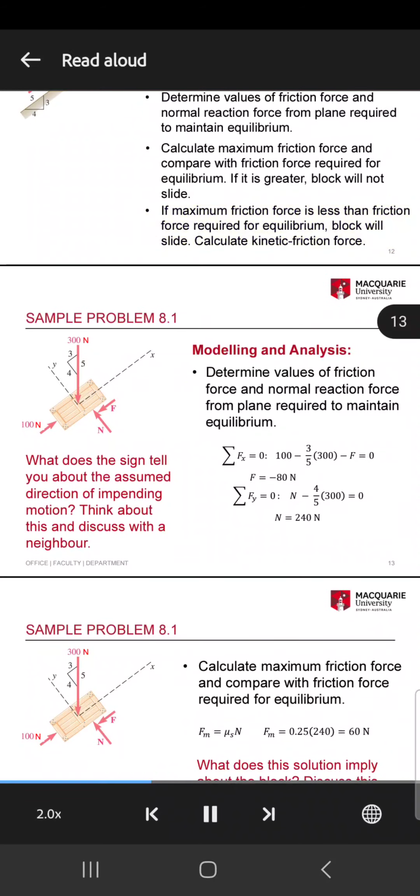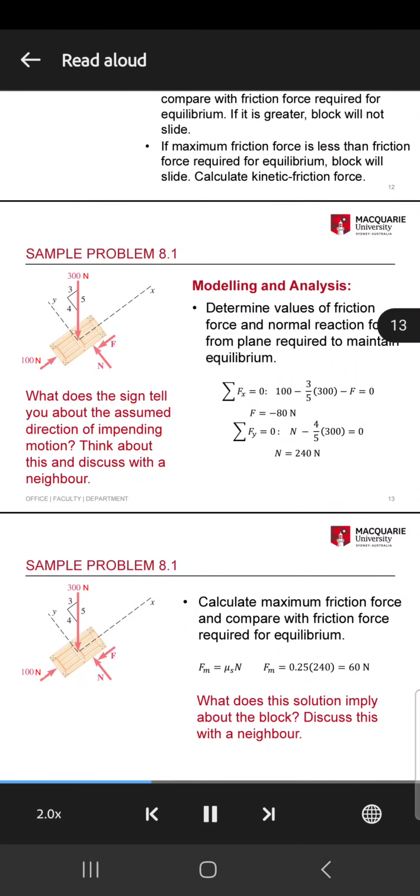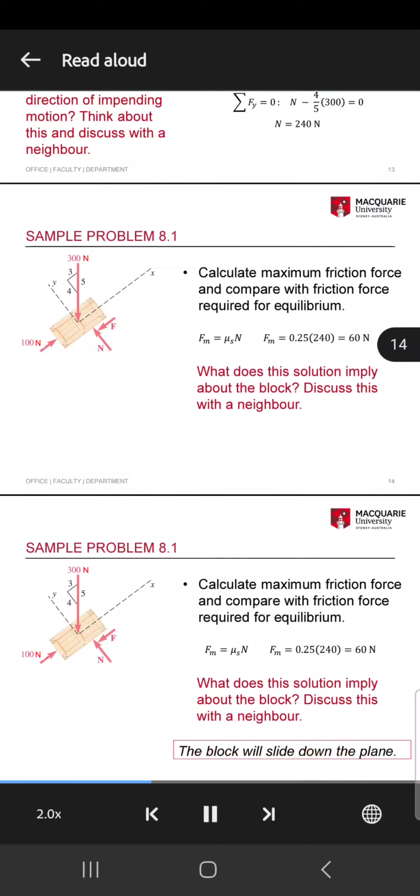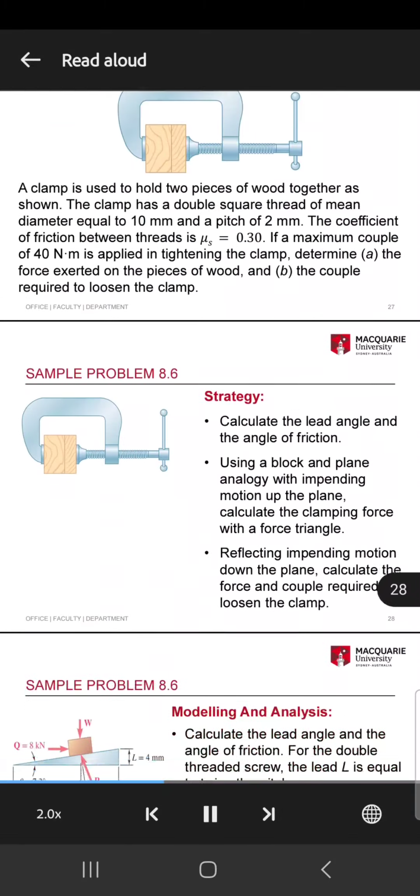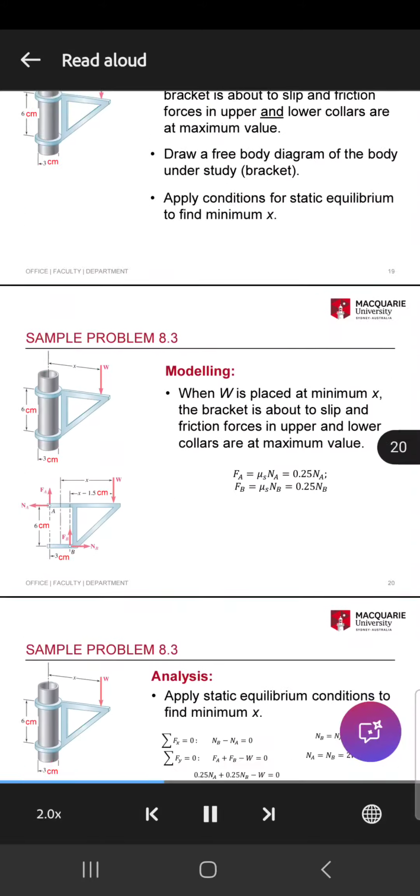Calculate kinetic friction force. A 300-pound block is positioned on an incline with a slope of 3/4. A 100-pound force acting up the plane is applied to the block. Free body diagram showing applied 100-pound force, weight force, normal force, friction force acting down the plane. What does the sign tell you about the assumed direction of impending motion? Think about this and discuss with a neighbor.